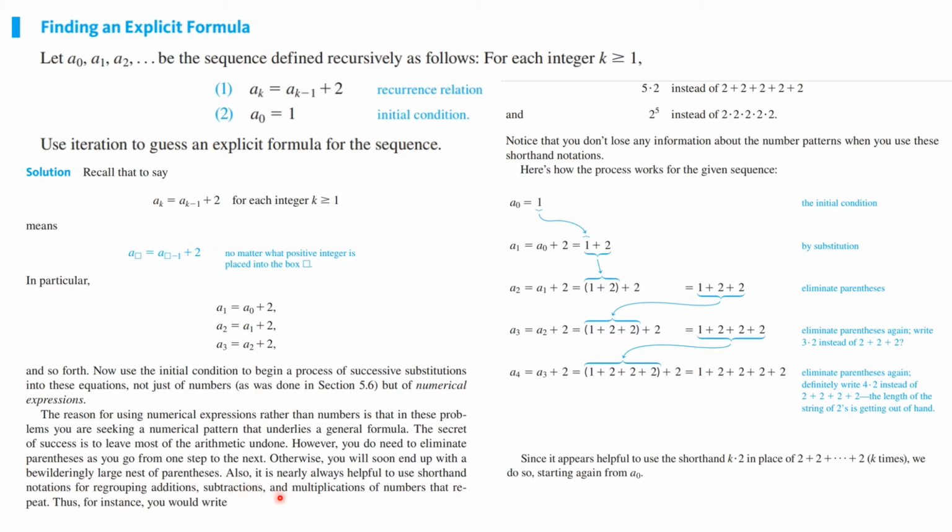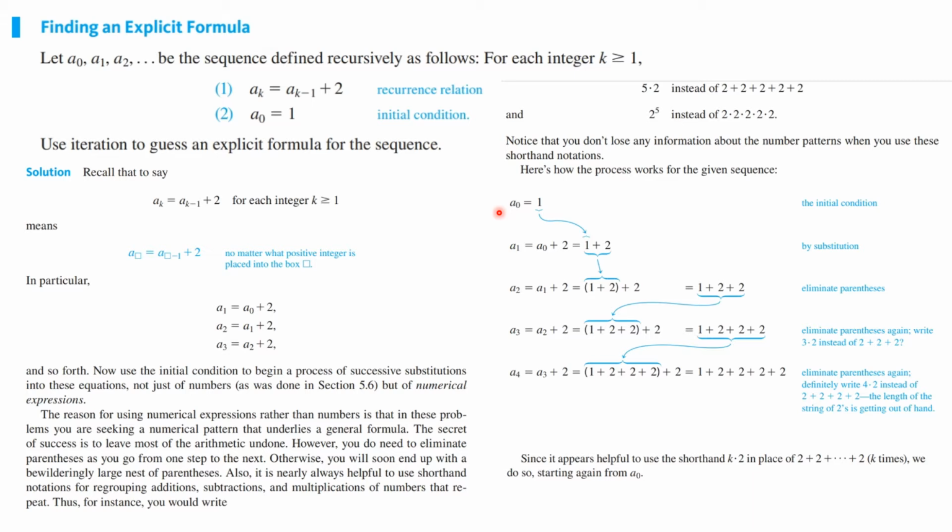Also, it's nearly always helpful to use shorthand notation for regrouping additions, subtractions, and multiplications of numbers that repeat. For example, if you had 5 times 2, you would write that instead of 2 added to itself 5 times, and if you had 2 multiplied times itself 5 times, you write 2 to the 5th. Now notice that you don't lose any information when you do these shorthands. So here's how the process would work for this sequence.